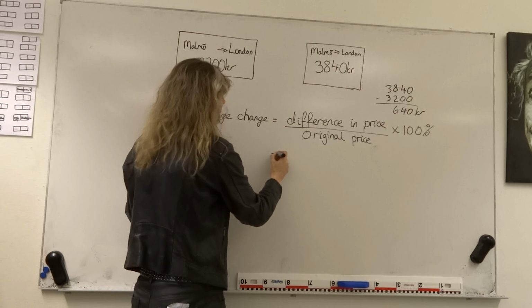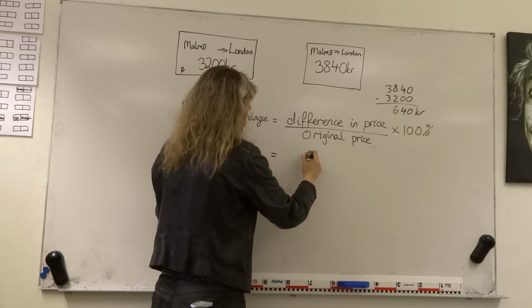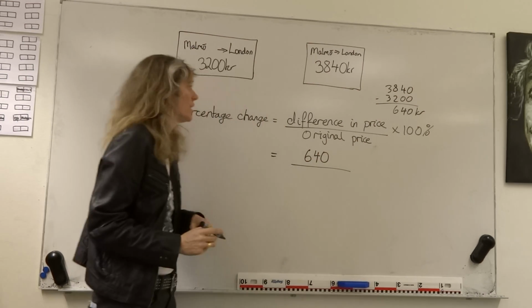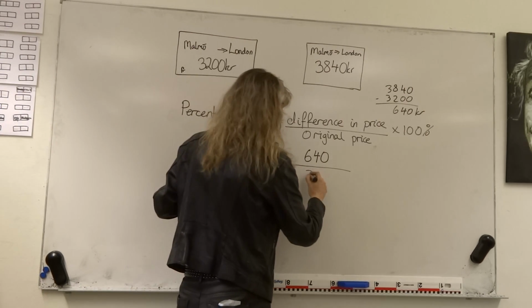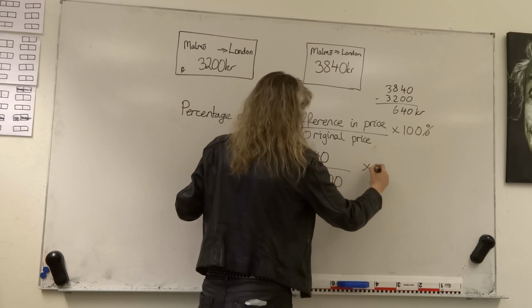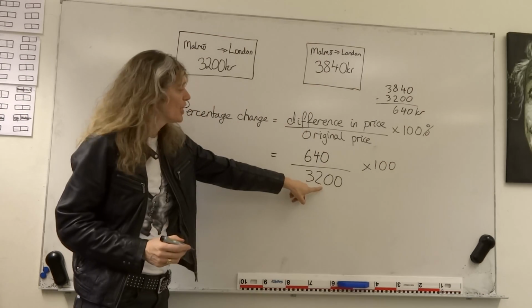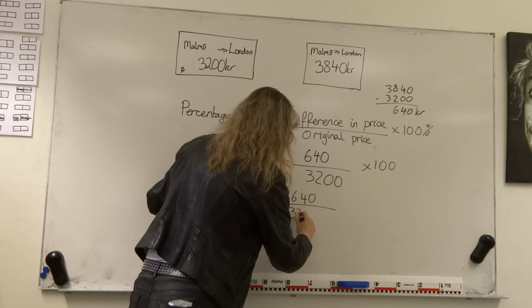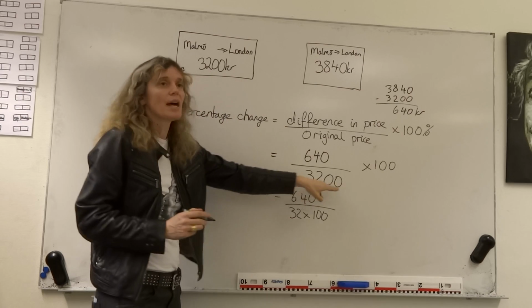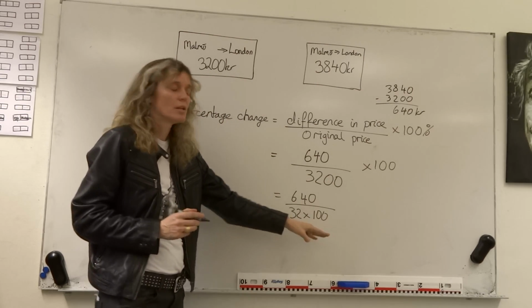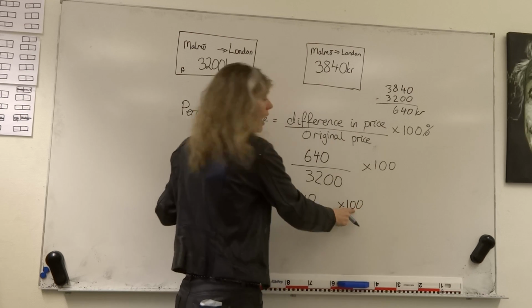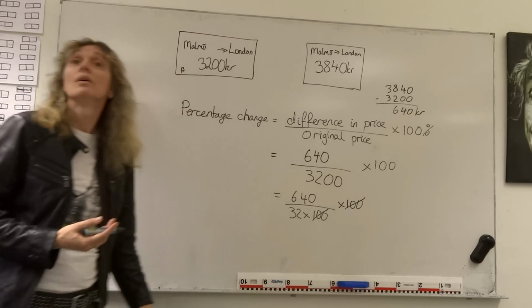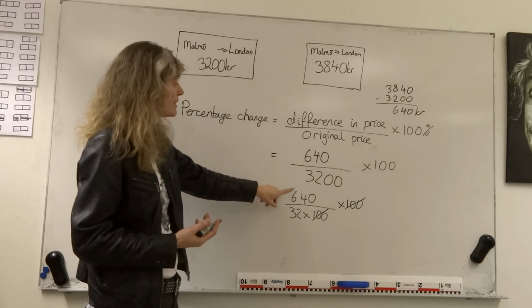So the difference in price, we've already worked out what that was. It's 3,840 minus 3,200, giving us 640, divided by 3,200, times 100. I can change this into 640 divided by 32 times 100, because 3,200 is the same as 32 times 100. Why am I doing that? Because then I get 100 up here divided by 100 down there. 100 divided by 100 is 1.